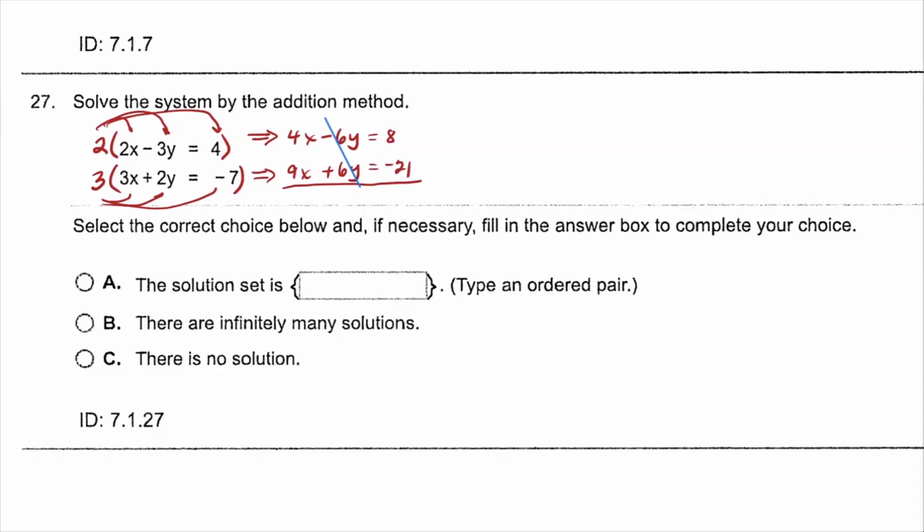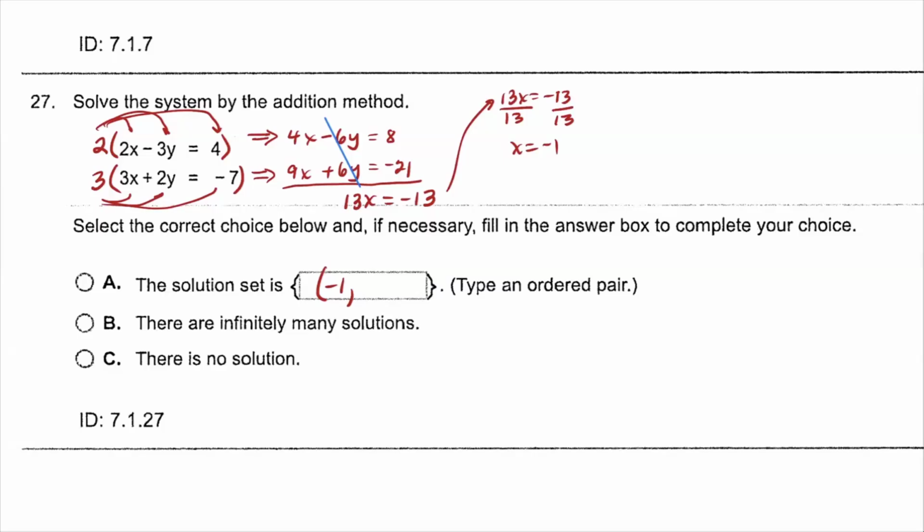So what's left is 9x plus 4x, which is 13x. And on the right, we have a negative 13. That's right, negative 13. All right, so then if we solve this, we get 13x equals negative 13. If we divide by 13, we get x equals negative 1. So one thing I know, my x value of the ordered pair is negative 1. So I'm going to go down here and put this negative 1, but we need to find the y value.